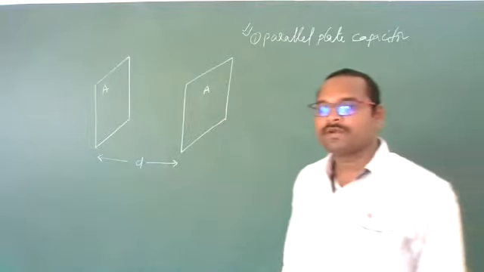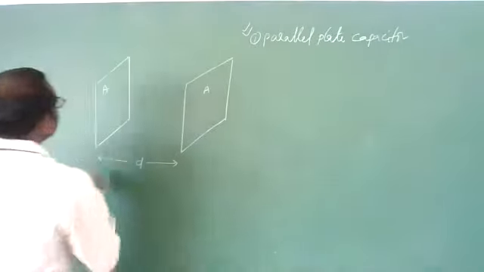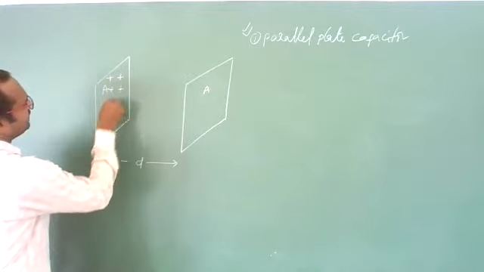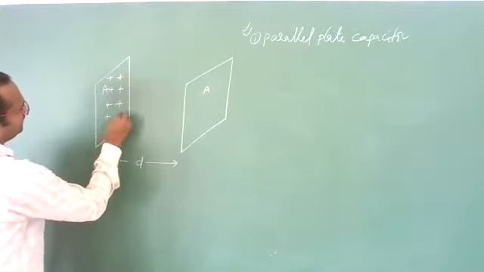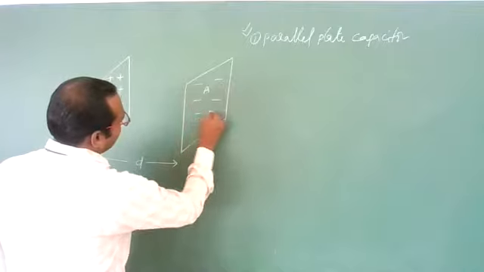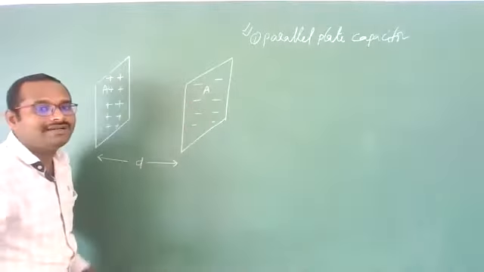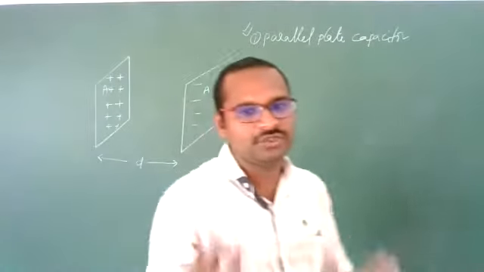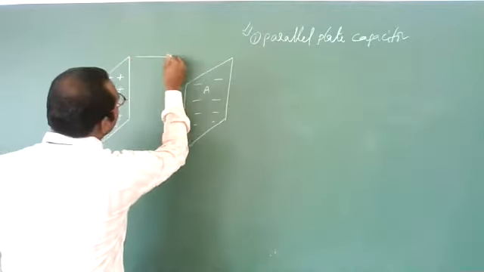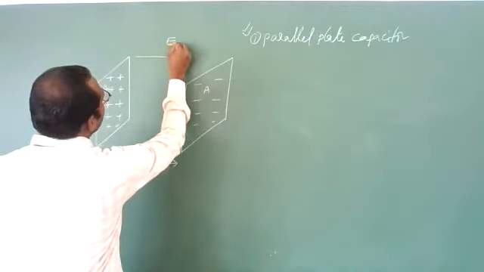Clear? Now, let us suppose there are some charges present on the surfaces of these plates. Here positive charges, here negative charges, let us suppose. Then one electric field will be produced between these two plates, and that electric field will be in this direction. That can be given as E naught.